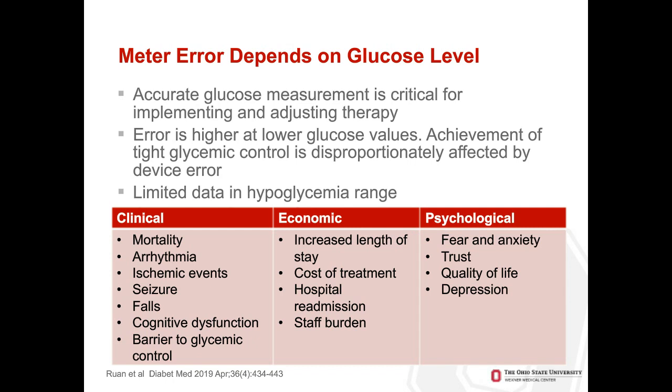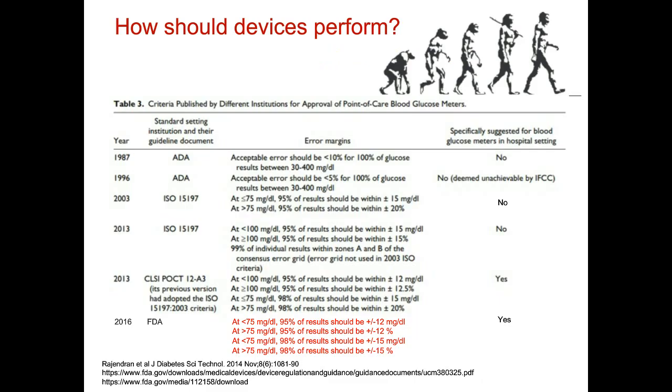Over the years, the requirements for FDA approval and for accuracy of glucose monitoring devices have become more stringent. The most recent guidelines have specified that 95% of results should be within 12 milligram per deciliter of the reference range if the glucose is less than 75 milligram per deciliter. And 95% of results should also be within 12% of the reference if the glucose is greater than 75 milligram per deciliter. And this was somewhat of a compromise based on what would be considered ideal accuracy versus what would be considered acceptable accuracy.